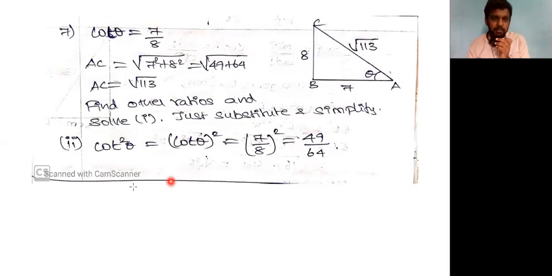Moving on to the seventh question. It is given that cot theta is equal to 7 by 8. Evaluate first subdivision: (1 plus sine theta) into (1 minus sine theta) whole divided by (1 plus cos theta) into (1 minus cos theta). Second subdivision: cot square theta.